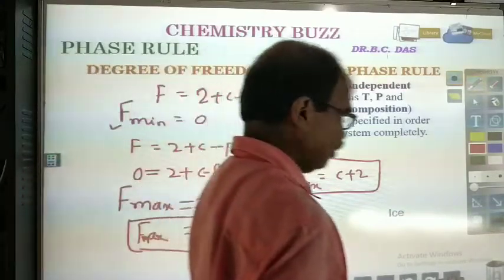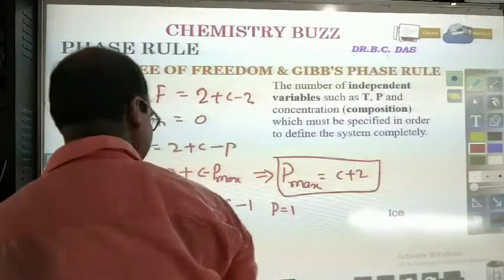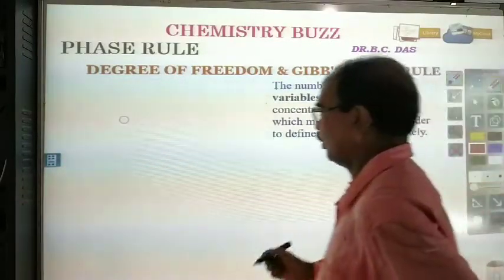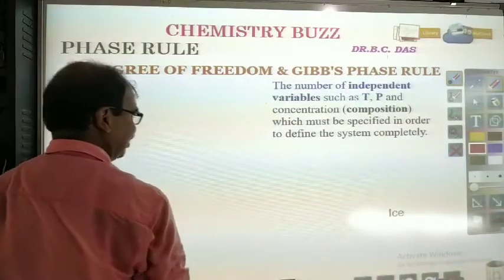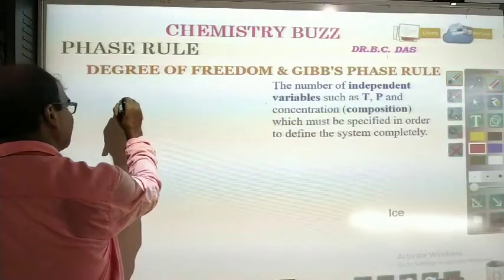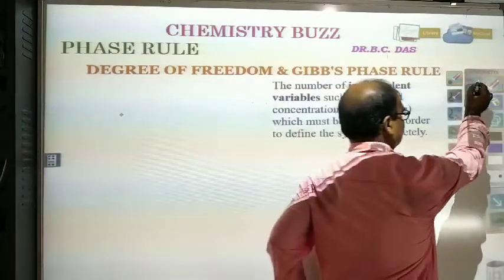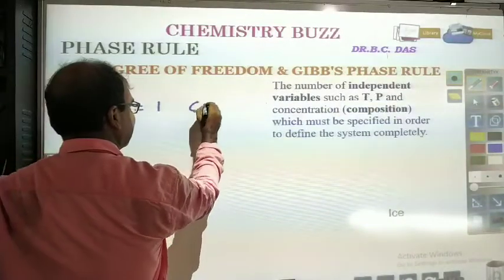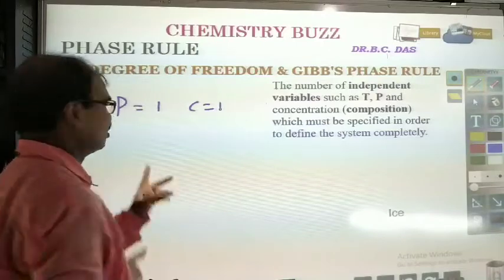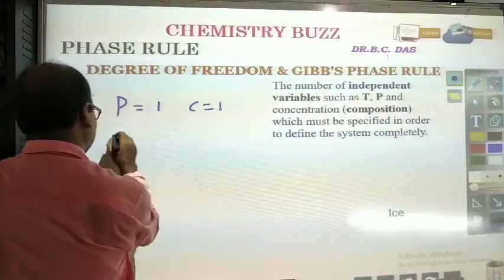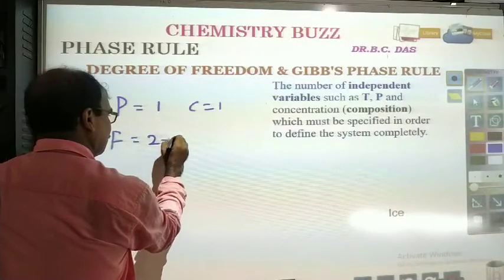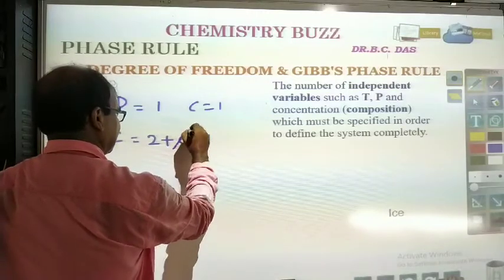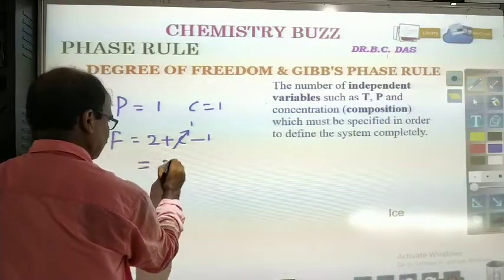Okay. So now let us consider a single component system. Let us consider theoretically, it is a water system. P is equal to 1, C is equal to 1. The most simple system, water system, single component. P is equal to 1, C is equal to 1. So F is equal to 2 plus C minus P, so this is 2.